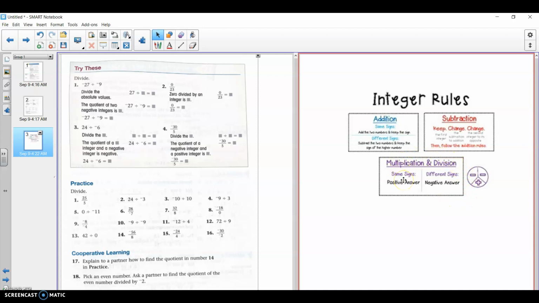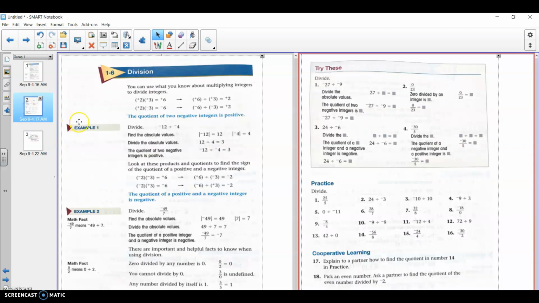Notice here the same signs will have positive answers. If it's different signs, it will have negative answers. And we'll do some explaining on page 14. So we'll begin right now. Changing colors. Let's go something a little bit different. Let's go blue. All right, you can use what you know about multiplying integers to divide integers.